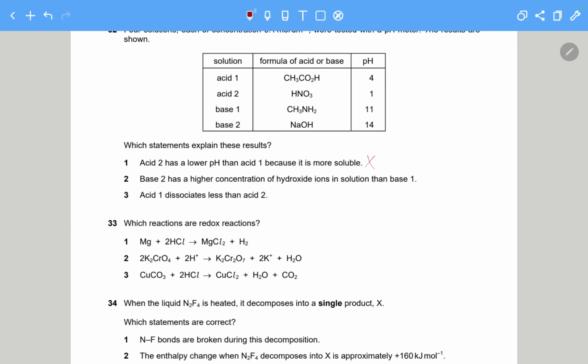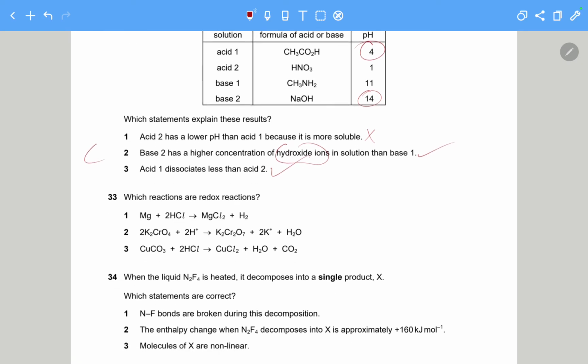Base 2 has a higher concentration of hydroxide ions in solution than base 1. That is correct, because base 2 is more basic because it has a higher pH, which means it has a higher concentration of hydroxide ions. It dissociates more into hydroxide ions. Acid 1 dissociates less than acid 2. That's correct as well, because the lower the dissociation, the higher the pH of an acid. So that's correct, and therefore C is the answer.